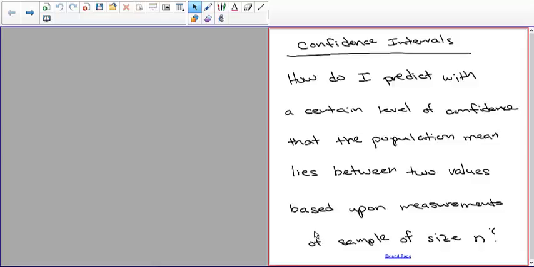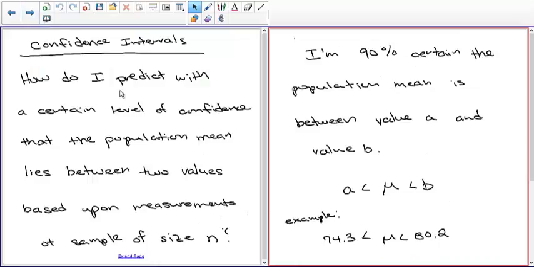and the more samples we take, the better estimate of the population we have, but we still want to have some kind of idea of how accurate an estimate we can make. So what we're looking to do is make a statement that says I'm 90% certain, I'm 95% certain that the population mean is between two values.